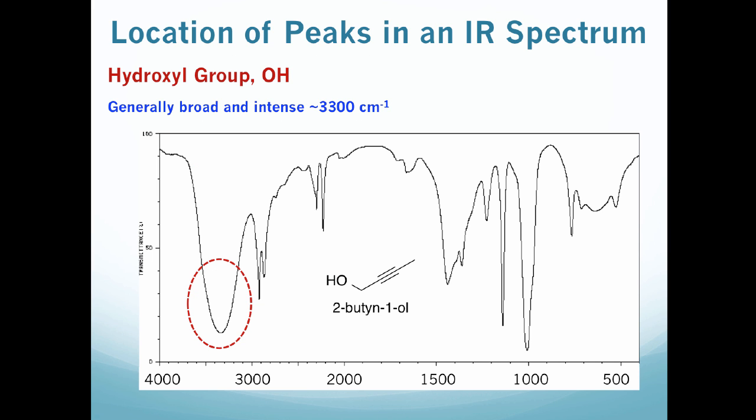So now we're just going to go through some of the different functional groups that you'll find in molecules and where you can see these in an IR spectrum. We're going to start with the most diagnostic one of all, which is the hydroxy group, or an OH. Hydroxy groups are generally very broad, very intense, and usually around 3,300 wave numbers. So they can be anywhere from usually 3,200 to 3,600.